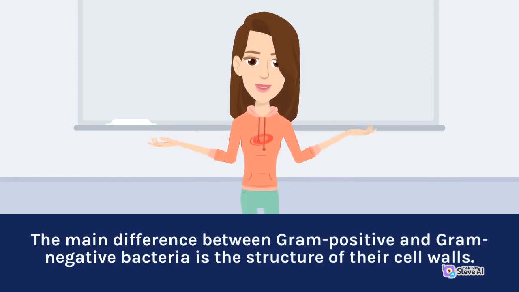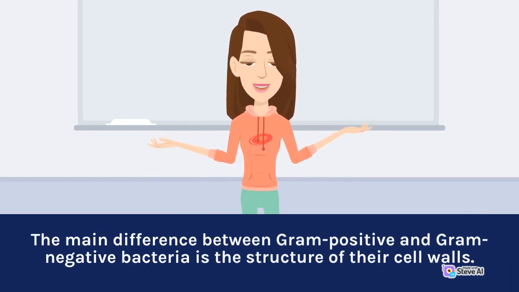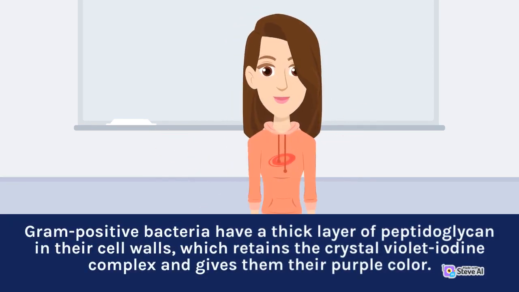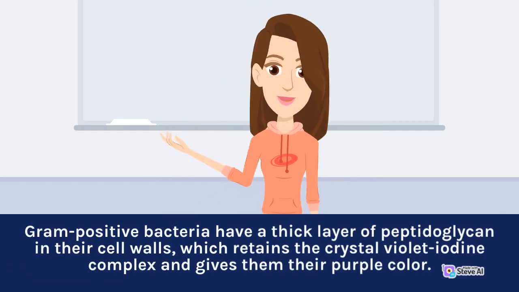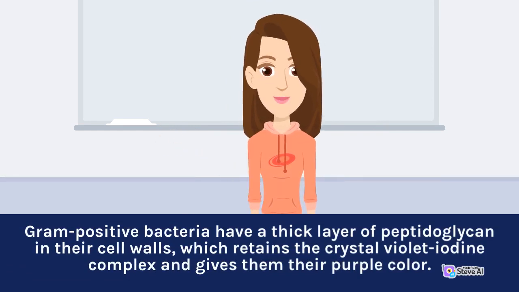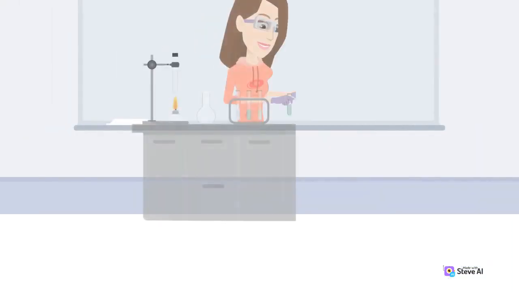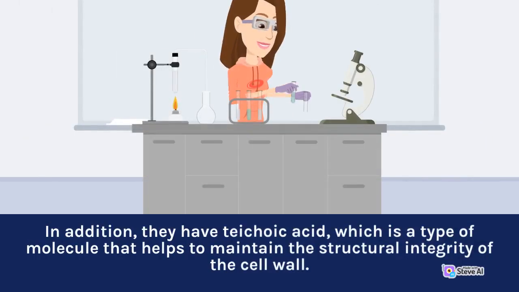The main difference between gram-positive and gram-negative bacteria is the structure of their cell wall. Gram-positive bacteria have a thick layer of peptidoglycan in their cell walls, which retains the crystal violet iodine complex and gives them their purple color. In addition, they have teichoic acid, which is a type of molecule that helps to maintain the structural integrity of the cell wall.